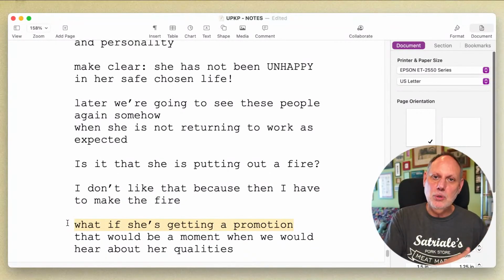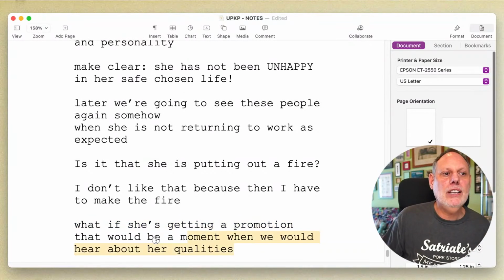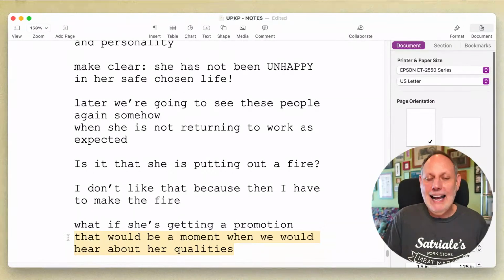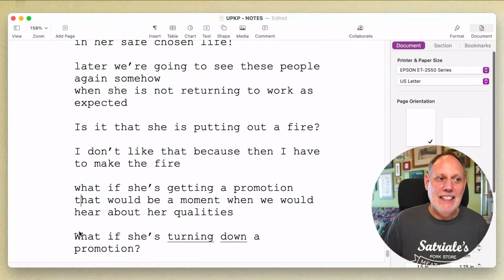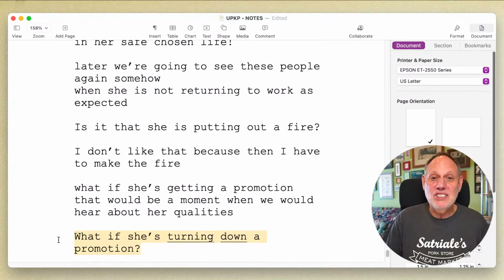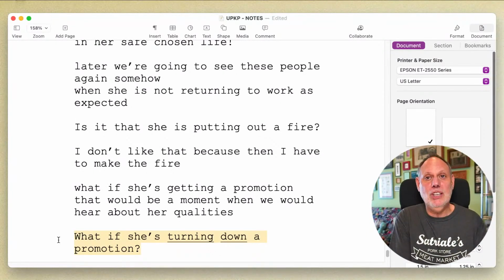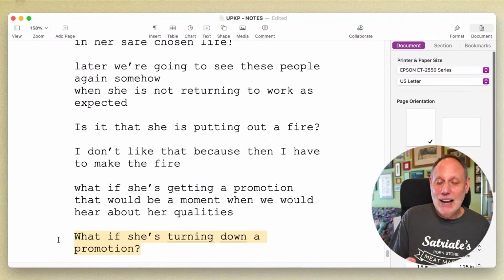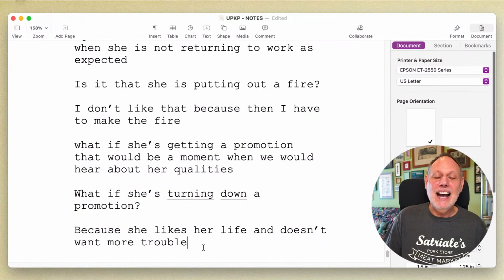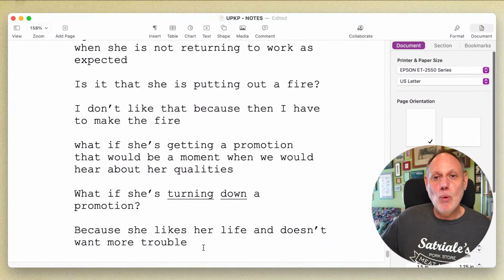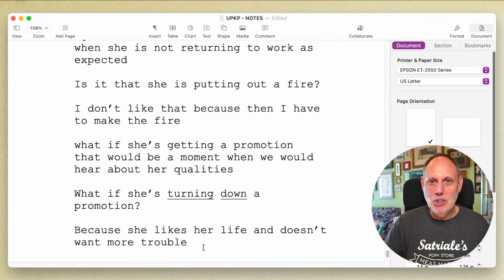If she's being called into her supervisor's or her boss's office, and then they would be talking about her personality, how she handles her job. And I thought, that's a cool scene. And then I thought, what if she's turning down this promotion? Now we're establishing a character. Now we're making her interesting. If she's saying, I really like my life as it is. I don't want the stress of this promotion. I like what I'm doing.